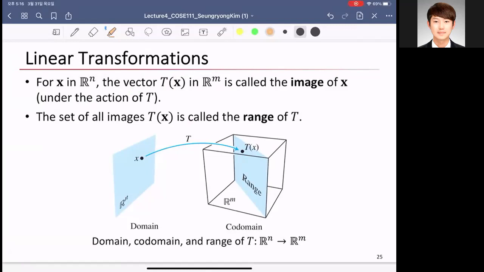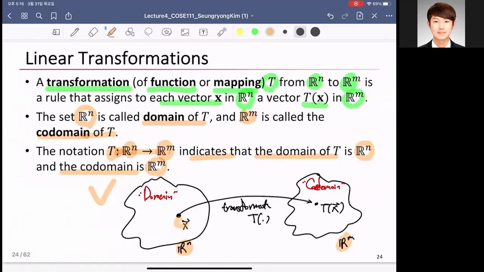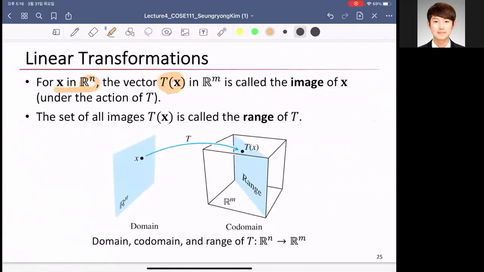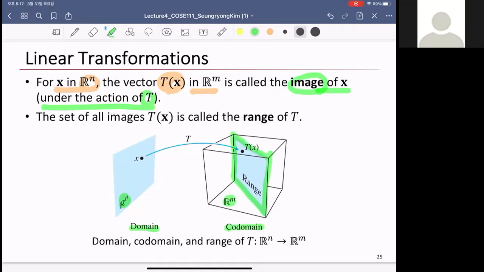One more thing is that for x in Rn space, a vector T(x) in Rm space is called the image of x under the action of T. What does it mean? Let's say Rn is the domain and Rm is the codomain of this mapping function T. But the output T(x) is not always all of Rm, right? In many cases, the possible output of the transformation T is going to be a subset of Rm, right? In this case, this region of possible T(x) is called the range.